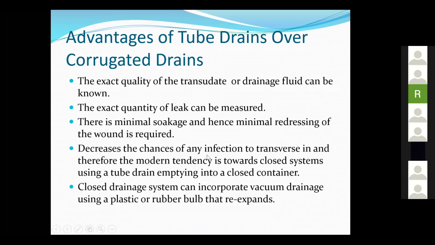Advantages of tube drains over corrugated drains. The corrugated drain is an open drain. The tube drains can be collected, so they have fewer chances of infection. Corrugated drains we prefer to use for infected cavities. The tube drains we use for sterile areas like the abdominal cavity, for urine, for stomach drainage, and there are fewer chances of infection traveling to these areas, and it is a closed system.